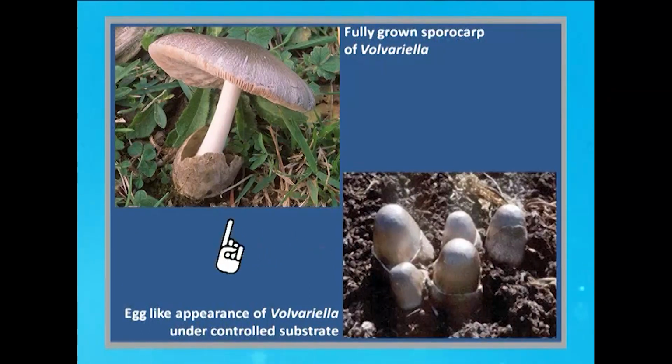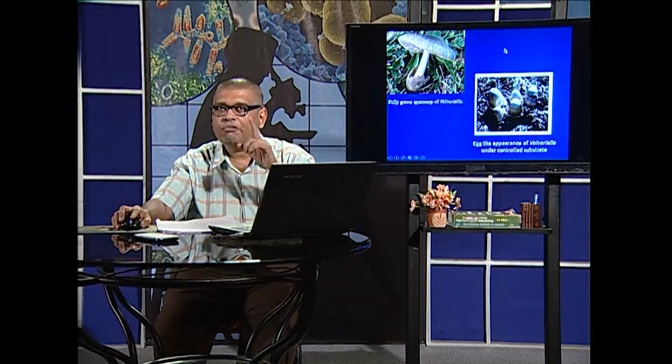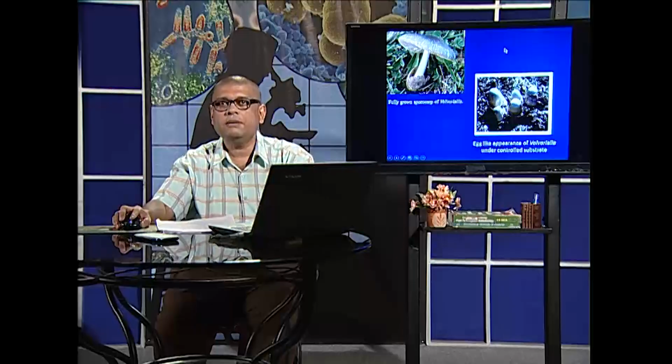But when they are growing in natural condition, they will grow into a massive sporocarp and they will spread like an umbrella. But unfortunately, in this condition, the palatability is reduced.